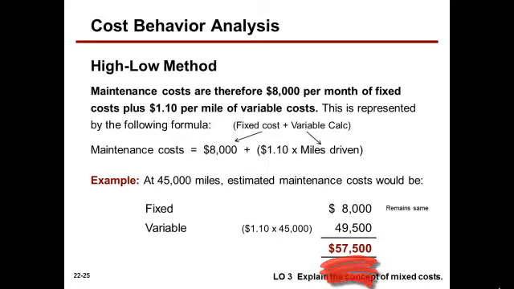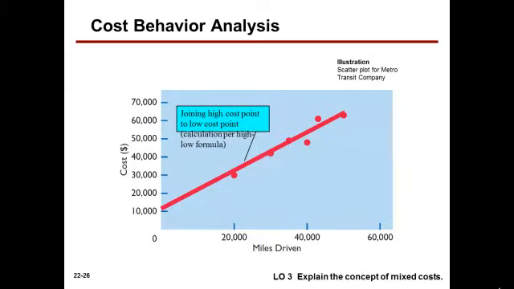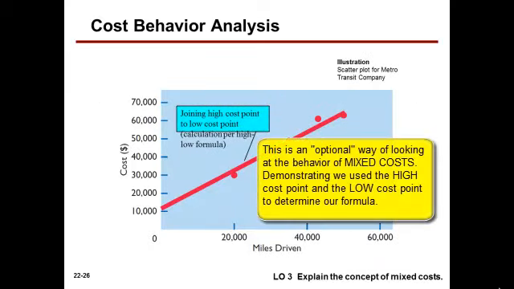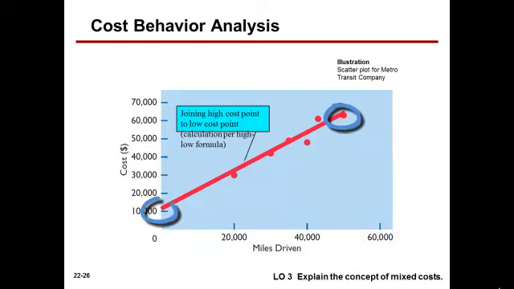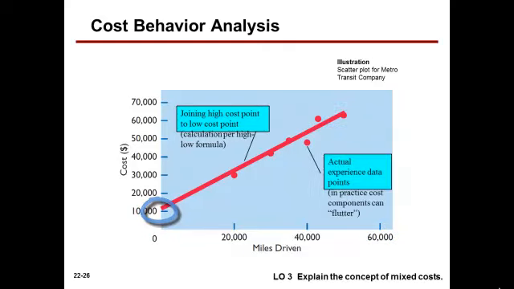The fixed remains the same. The variable element we must calculate. Here's a graph of taking all our observed costs of our mixed costs over various levels of production from 0 miles to 60,000 miles. And if we join the top right-hand cost with the bottom one, we get our formula for predicting mixed costs. Actual experience, of course, will flutter, but joining the high and the low gives us the formula we just worked in the previous problem.